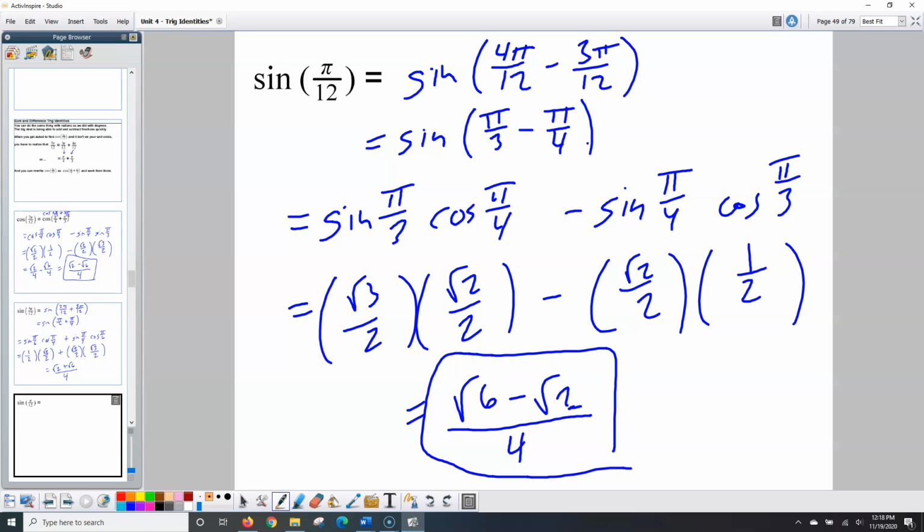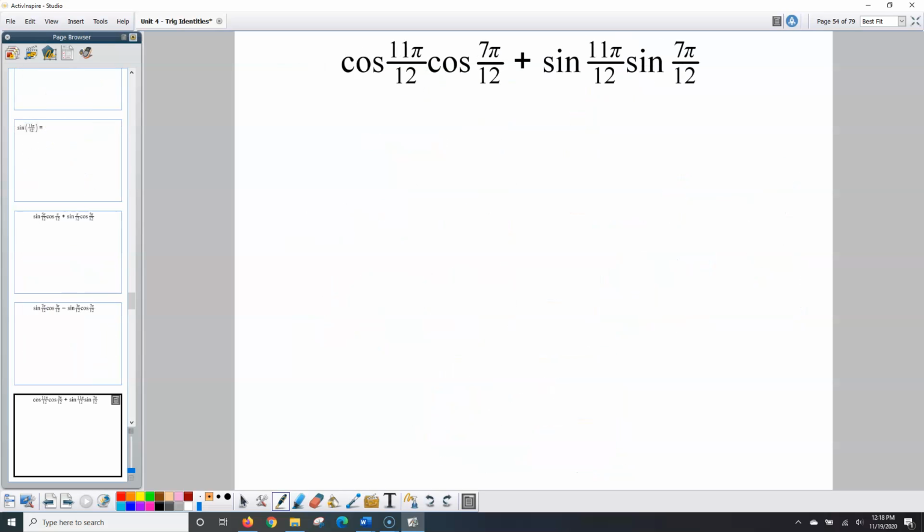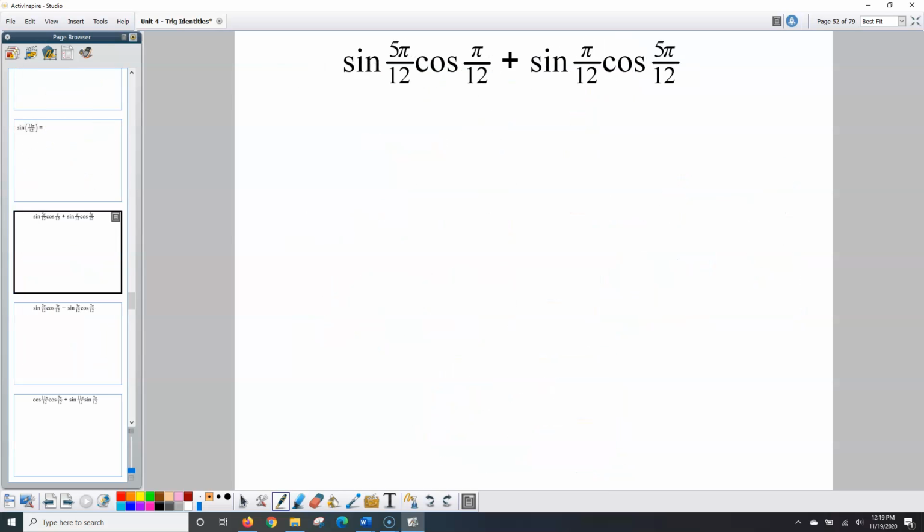All right. Let's scroll down a little bit. Let's find some of this. There we go. All right. If I see something like this, it's kind of working backwards. So sine of 5 pi over 12, cosine pi over 12, and then vice versa on the other side.